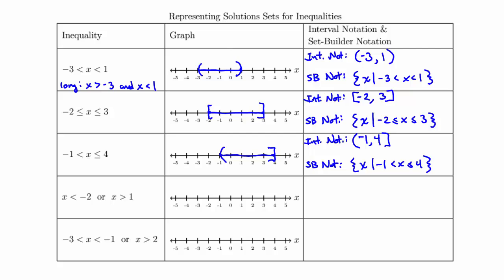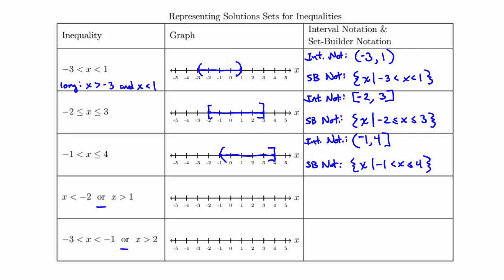These last two that we have involve or statements. So these are going to be a little bit different. So for this first one, I need values of x that are less than -2 or values of x that are greater than 1. And this is written x less than -2 or x greater than 1.